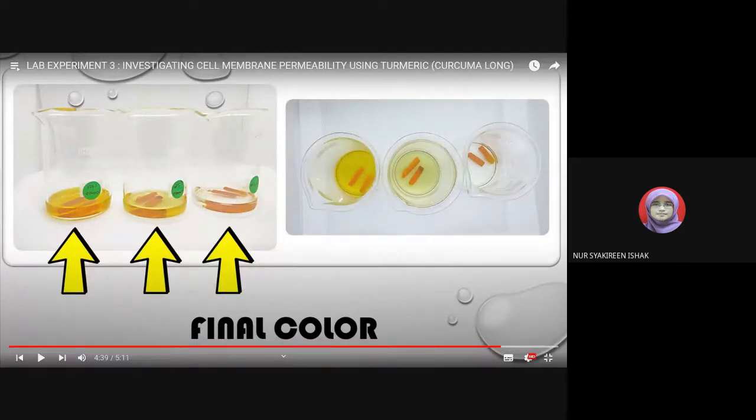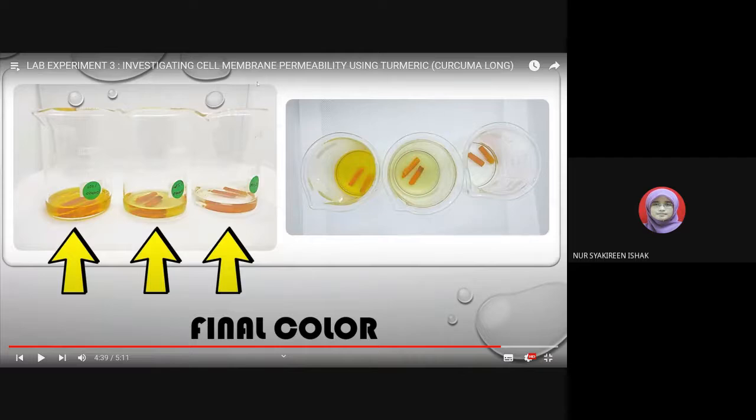So remember, this concept is not related to isotonic, hypotonic or hypertonic solution, because it does not involve salt solution. So you must understand the concept. Why do we immerse in ethanol? Because ethanol serves as the solvent for the lipid, in this case the phospholipid bilayer.